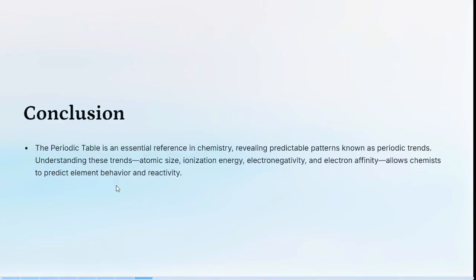So now let's go on to the conclusion slide. The periodic table is an essential reference in chemistry, revealing predictable patterns, which are known as periodic trends. Understanding these trends of atomic size, ionization energy, electronegativity, and electron affinity helps chemists predict behaviors and reactivities of elements. I think this is one of the fundamental ideas that every student of chemistry or any chemist should have, because going into chemistry, it will help you build a deeper understanding of other concepts as we move on. So that will be the end of this lesson.